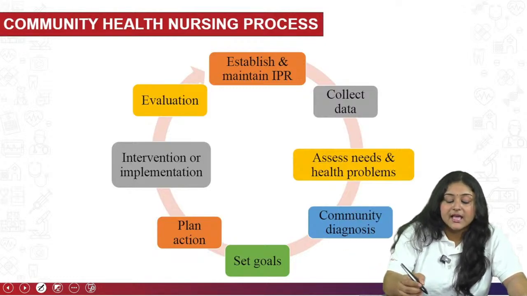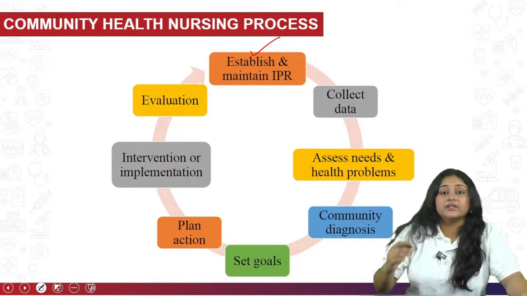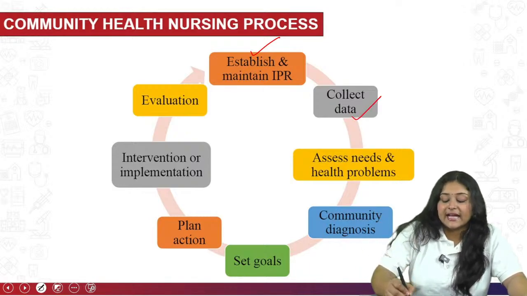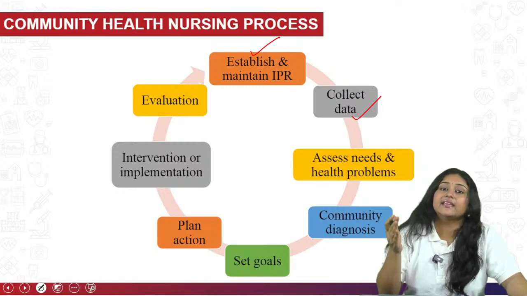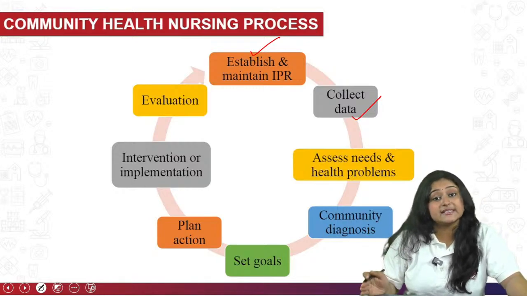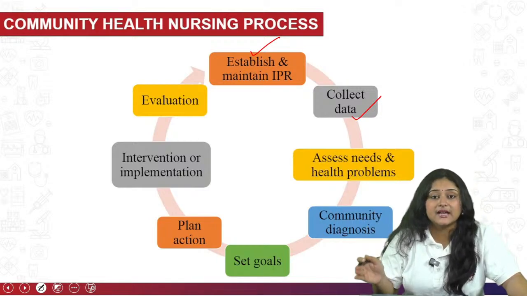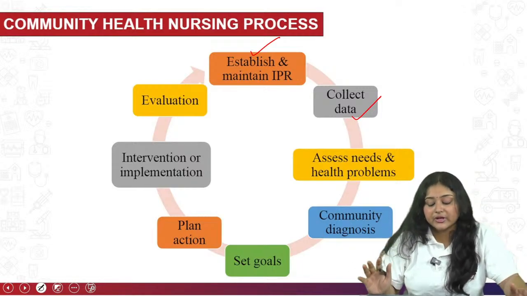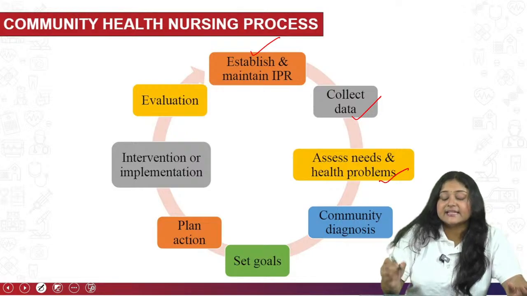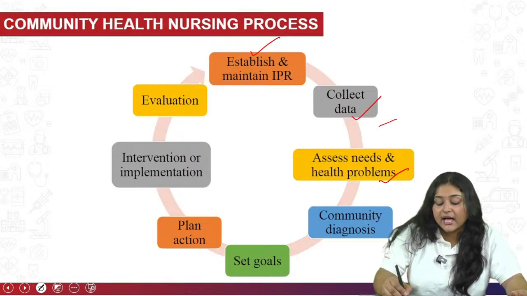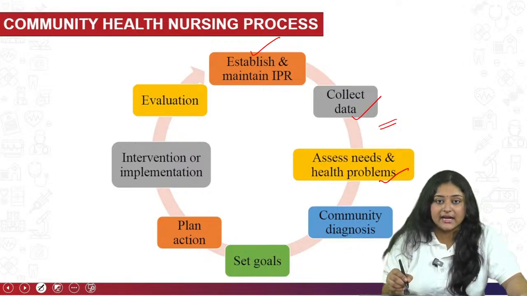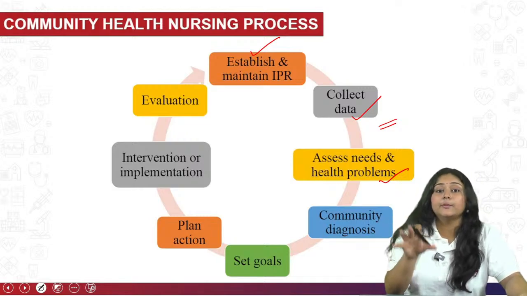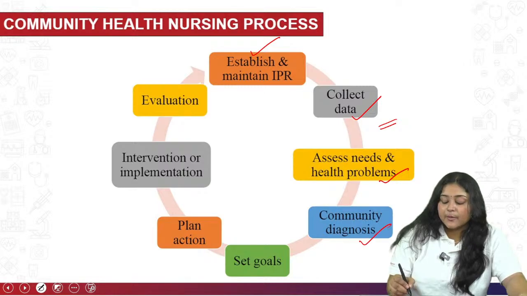So the first step is to establish and maintain the IPR, interpersonal relationship, with the community people, to build trust and to build rapport. Next is the collection of data. We have to collect data like present medical history, past medical history, present surgical history, past surgical history. If there is an obstetric history, we also have to collect that, as well as geographical history and environmental history. Everything we have to collect. Next is to assess the needs as well as the health problem. Based on the data, we have to analyze and assess it. What disease conditions are trending in that particular community area and which people are going to be affected. Next is the community diagnosis.